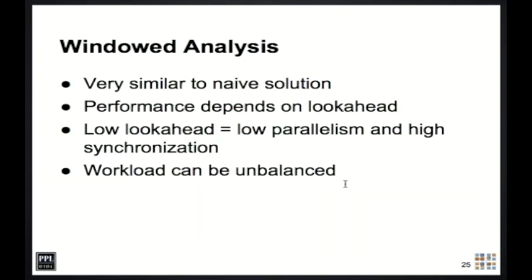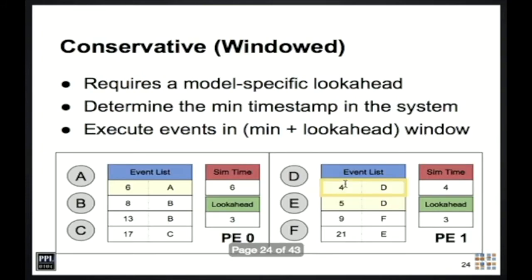So we do notice it's very similar to the naive solution, where we have to do an all reduce to figure out this global minimum. And then instead of just executing the minimum, we now have a window, but it still depends on the window that we're looking at. Also, the workload can end up unbalanced in this case. If we go back and look, in this particular instance, PE1 has 2 events it can execute safely within the window, whereas PE0 only has 1.